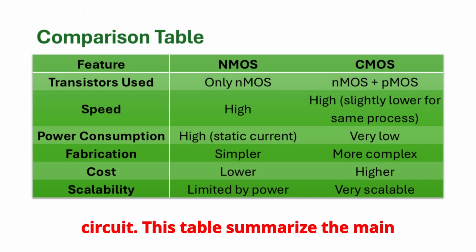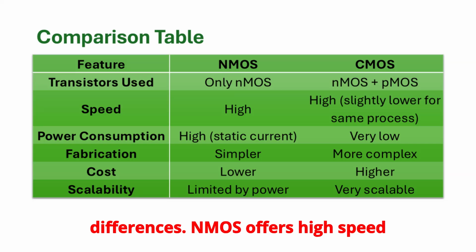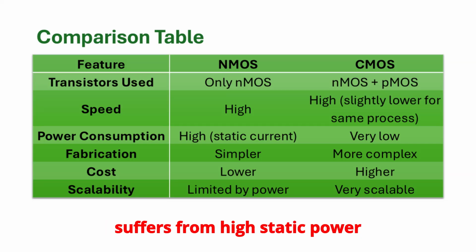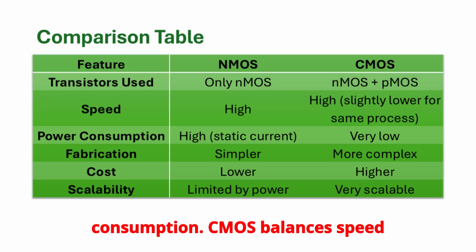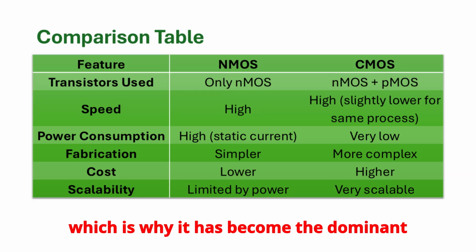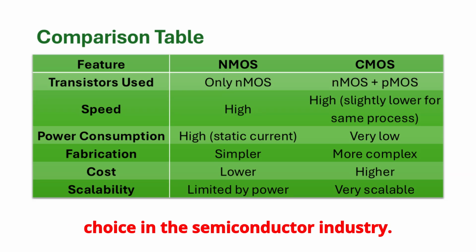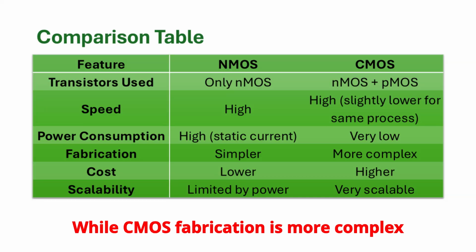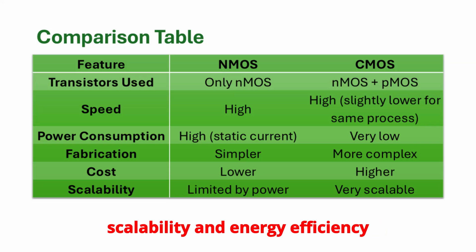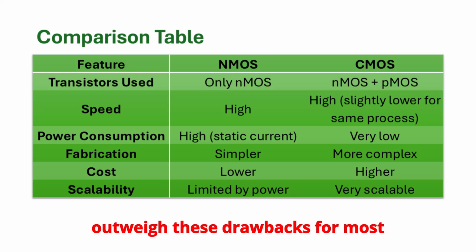This table summarizes the main differences. NMOS offers high speed due to higher electron mobility but suffers from high static power consumption. CMOS balances speed with extremely low power consumption, which is why it has become the dominant choice in the semiconductor industry. While CMOS fabrication is more complex and costlier, the benefits in terms of scalability and energy efficiency outweigh these drawbacks for most applications.